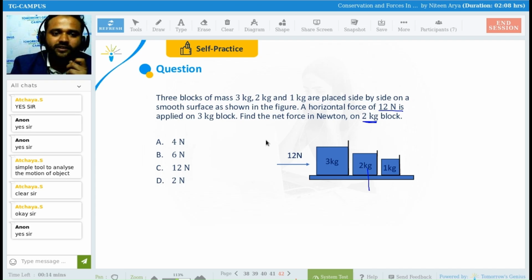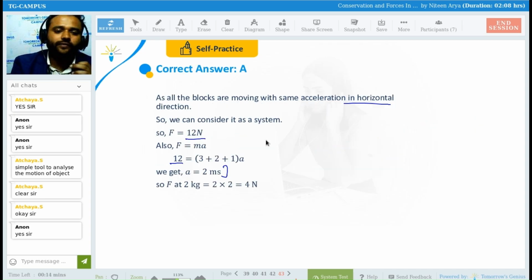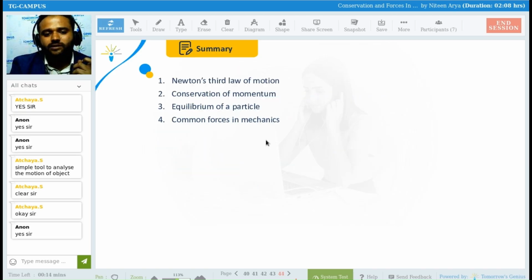Is this clear? Only this particular thing: F2 is M2 into A, because there is no string attached, there is nothing. So this A is the correct answer. What we are doing here is first finding A and then finding the force on the 2 kg block. So many things we discussed in this class: Newton's third law of motion, conservation of momentum, equilibrium of a particle, common forces in mechanics, contact force and so on.